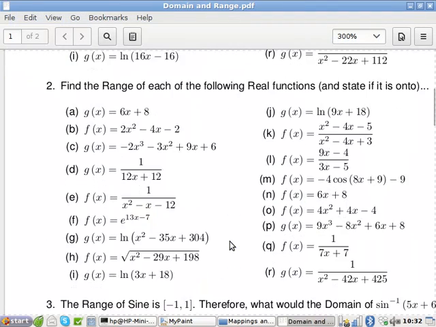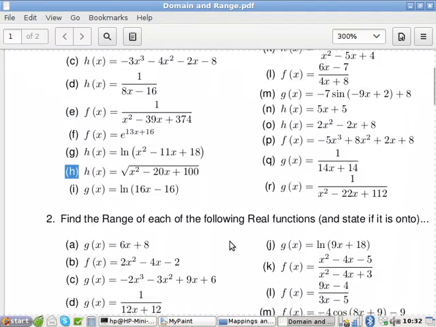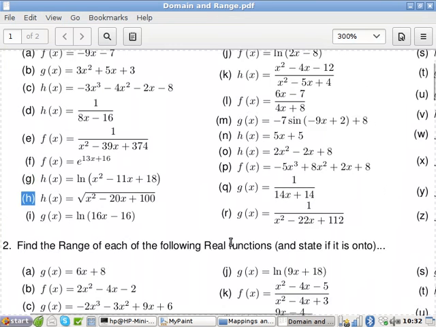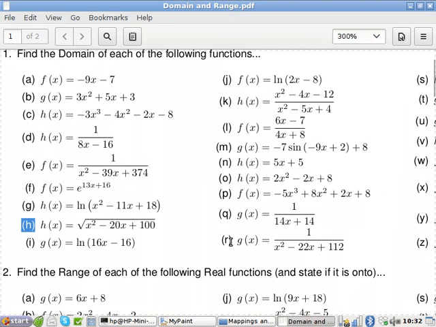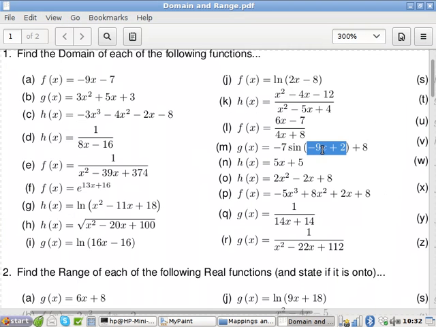What about M? Where is it? This one here. It's a bit of a trick, but it's C. Does anyone know the domain here? All numbers. You can put anything into sine. Test it, any number, it's fine.